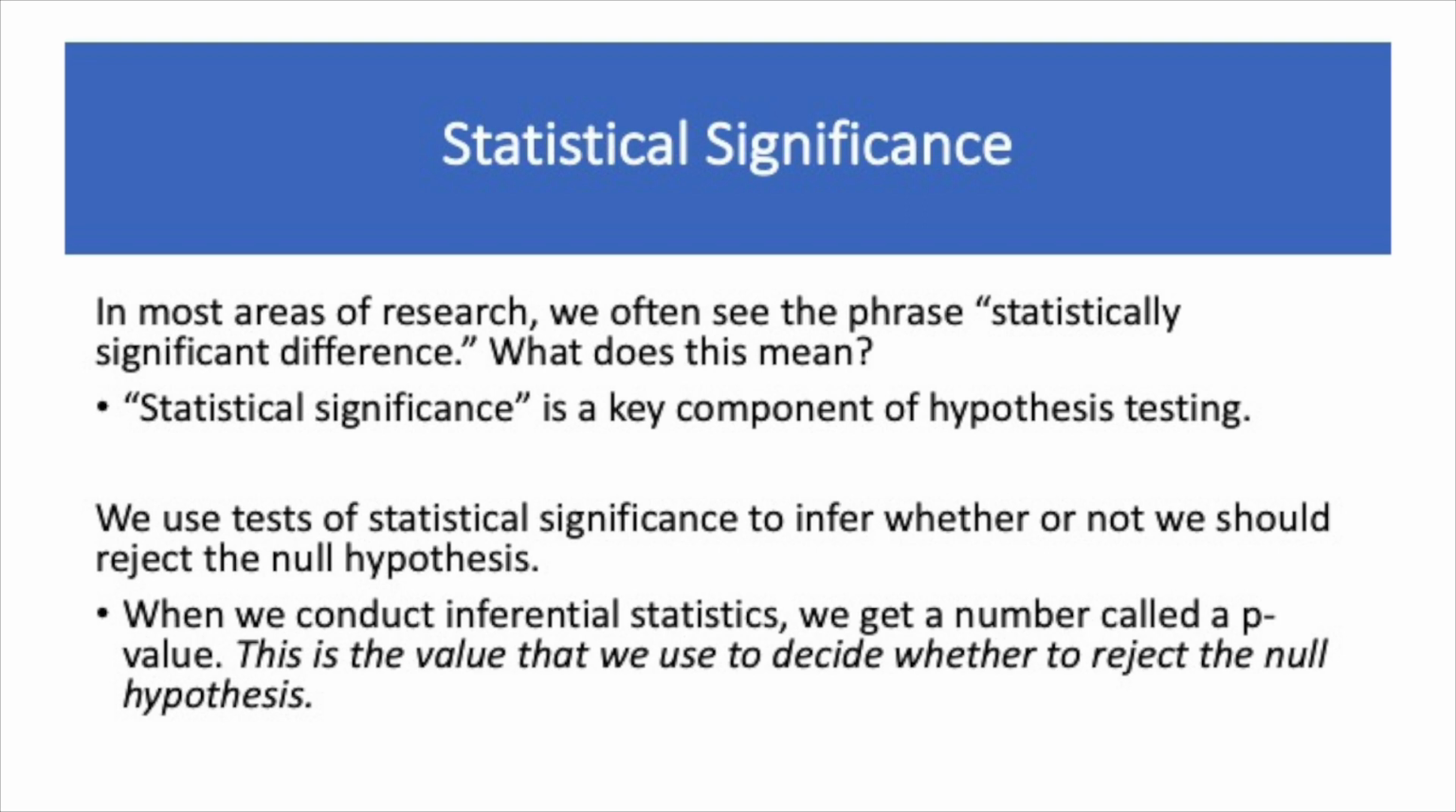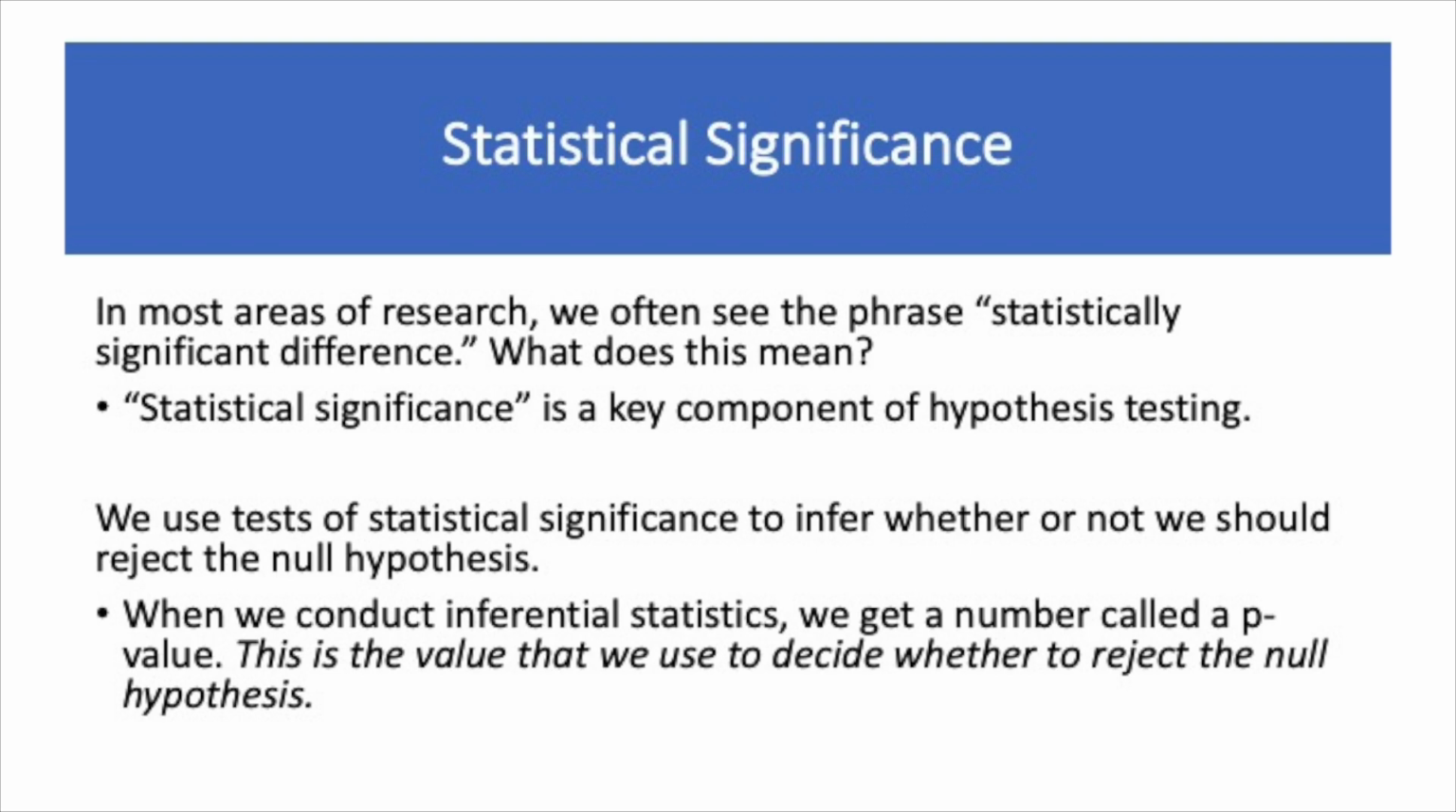Well, it turns out statistical significance is a key component of hypothesis testing. And I'm getting a little ahead of myself here, but remember that when we did the M&M's example, we calculated that probability. We could call that a probability value. That is the value that we are going to use to gauge statistical significance. And we use these tests of statistical significance to infer whether or not we should reject our null hypothesis. Okay?